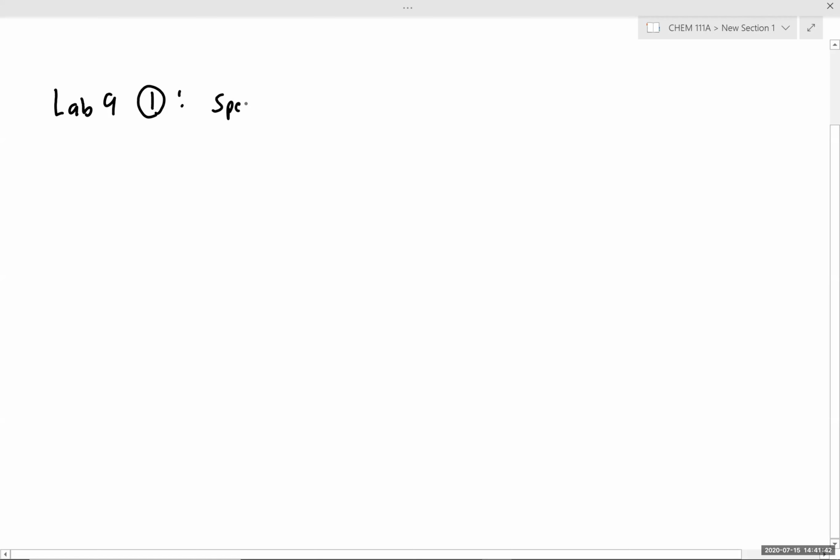Okay, so let's discuss the calculations for Lab 9. In the first part of Lab 9, which is part 1, we are trying to figure out the specific heat of a metal. As we saw in the laboratory yesterday, we took a metal piece, so this is our metal, and we recorded the mass of our metal.